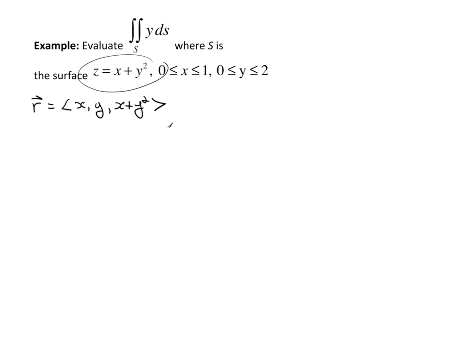So now, if I take the partial of r with respect to x, that is going to be, let's see, what is it? 1, 0, 1. And the partial with respect to y is going to be 0, 1, 2y. And now I can go ahead and find this cross product.